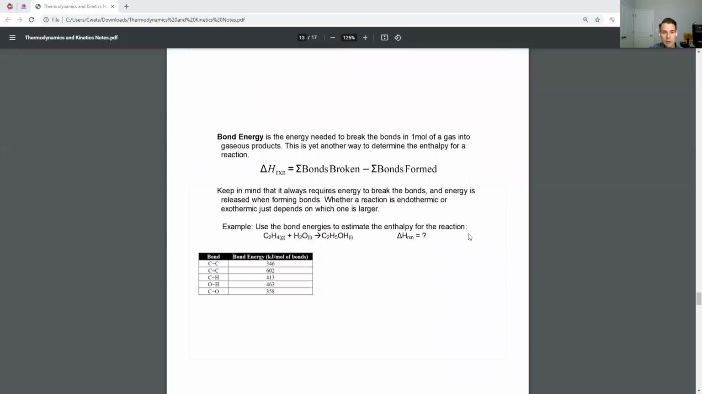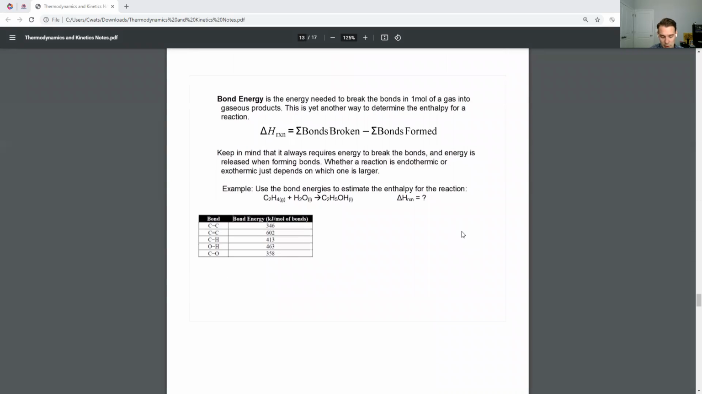Now, these notes are a little bit shorter. We only have one more thing to look at, which is another way to determine delta H, and that's by looking at bond energy. We know that bond energy is the energy needed to break the bonds in 1 mole of a gas into their gaseous products. Again, just another way to determine the enthalpy for a reaction.